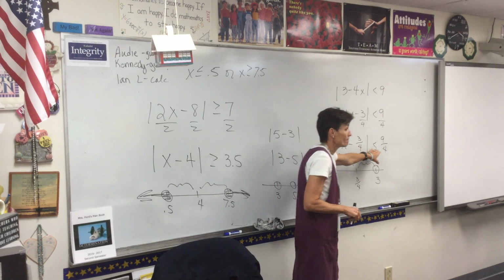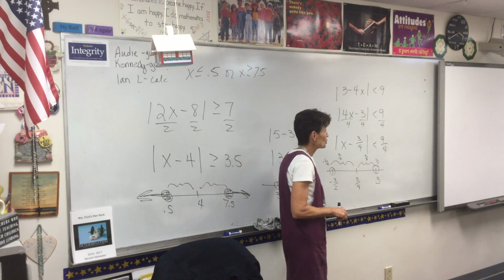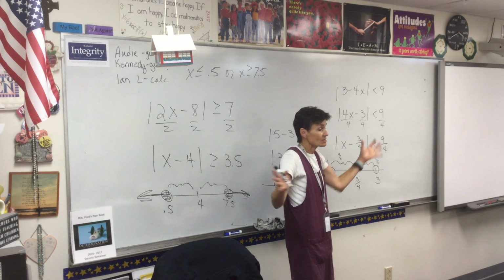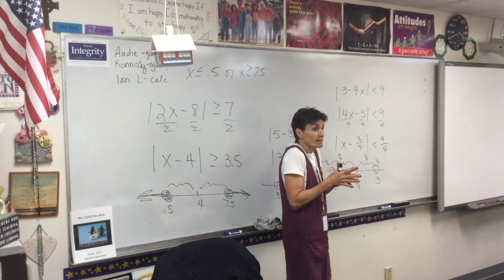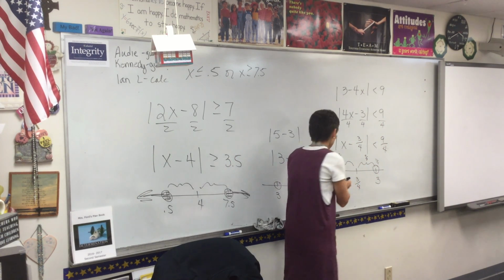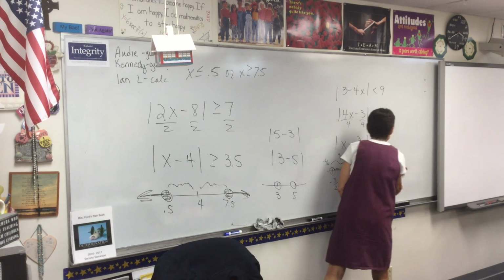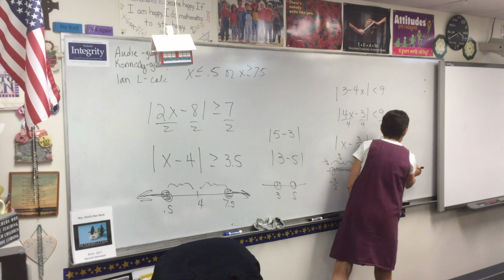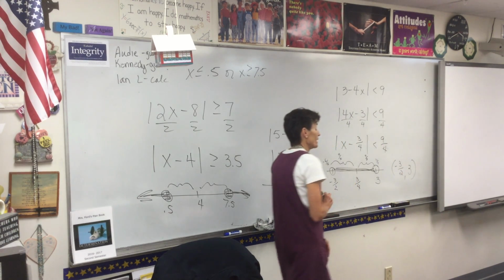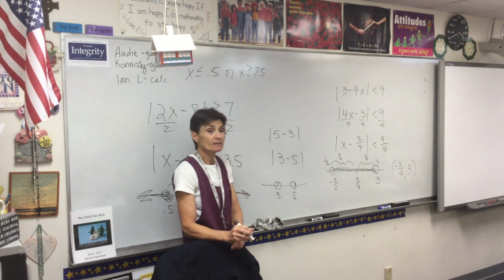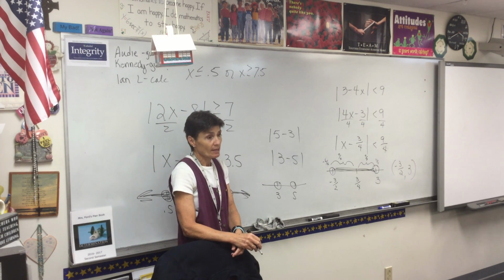Was that appropriate? Yep. And now I'm going to shade either outside the dots or in between the dots. It's a less than, so it's going to be shaded in between. And my answer is negative 3/2 to 3. And I'm using the parentheses because those are open dots.